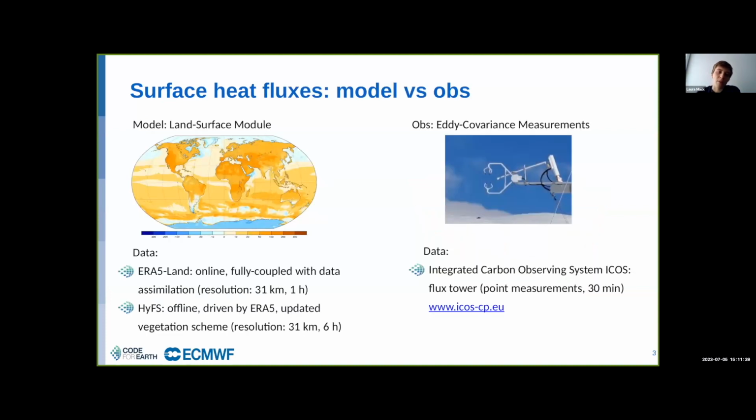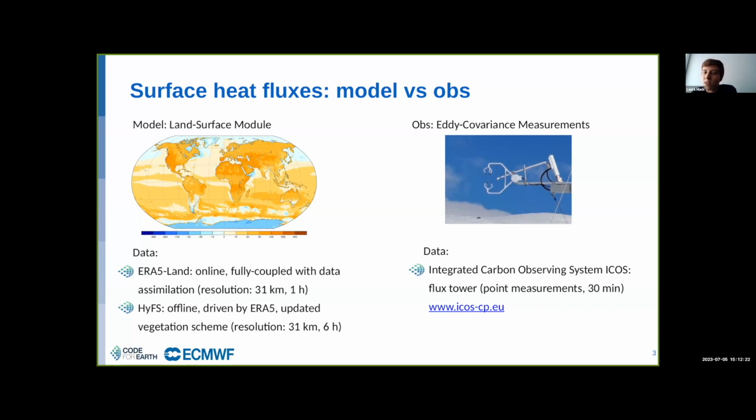These fluxes can be modeled with land surface components of a weather or climate model. For this, we use ERA5-Land, which is run online, fully coupled with data assimilation. But the fluxes are not assimilated here, so it's still somehow independent. It has a spatial resolution of 31 kilometers and a temporal resolution of 1 hour. Additionally, we use another model, SHYFS, or hydrological forecasting system, which is run offline and driven by ERA5 and contains the updated vegetation scheme. It has the same spatial resolution, but a lower temporal resolution, just 6 hours.